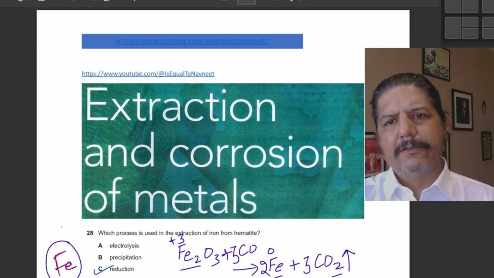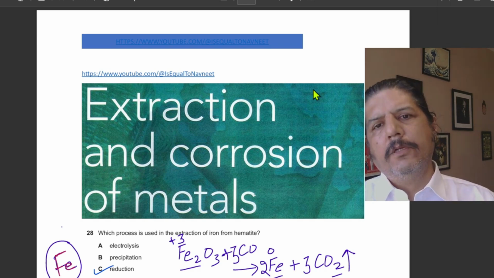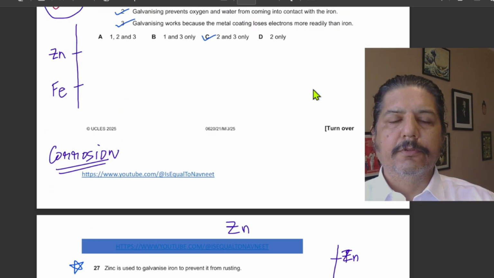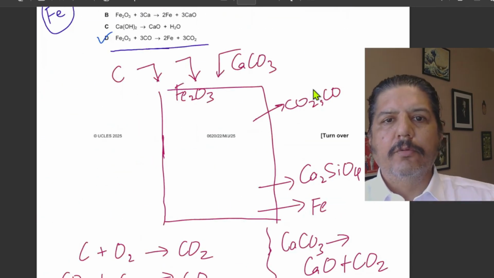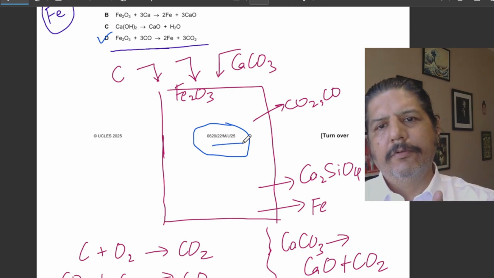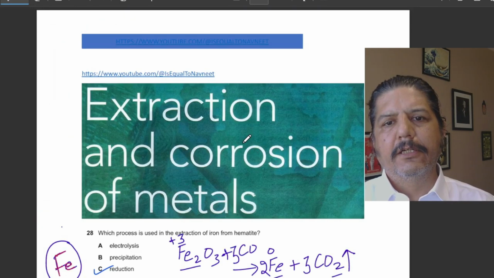Now, in all these series of lectures, what I've done is I have taken board papers from IGCSE 2025 papers. So, all the questions have been taken from the 2025 papers. You will see, when you are going through this lecture, the reference to the particular paper that I've taken the question from. So, extraction and corrosion of metals.